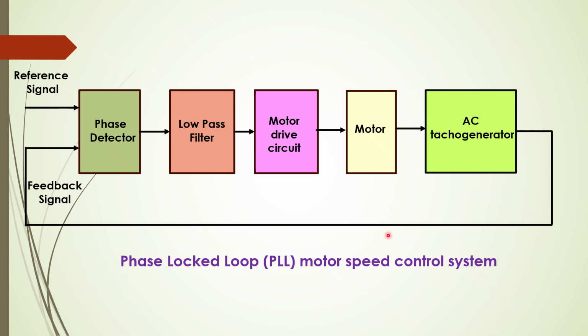And in normal consumer electronics, also in drives, we use this phase lock loop to control the speed or to match the frequency and the voltage of the actual system. So there is a widespread application of the phase lock loop system for motor control, and this is the block diagram description of it.